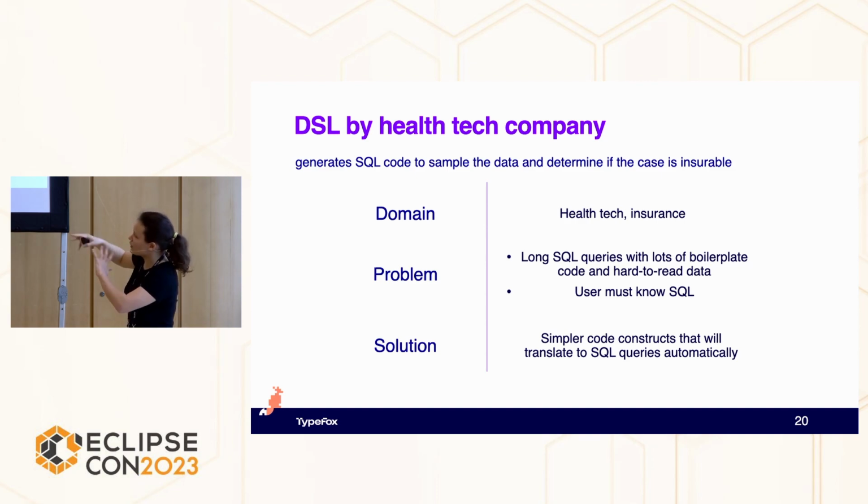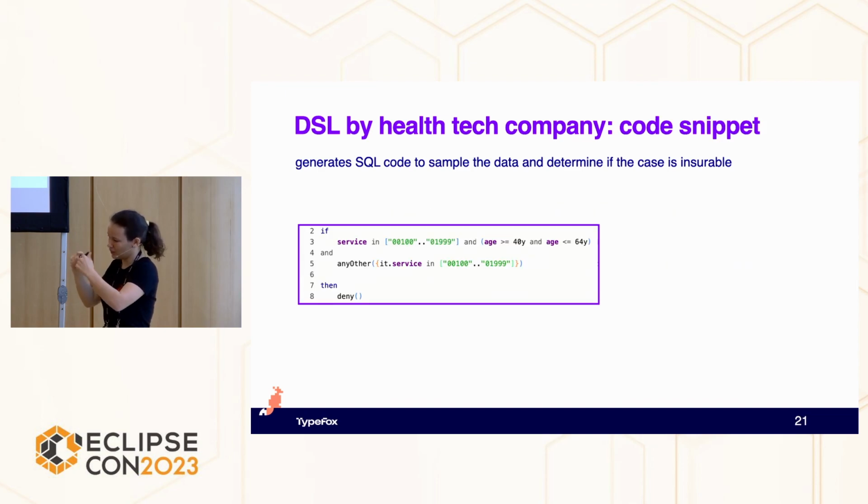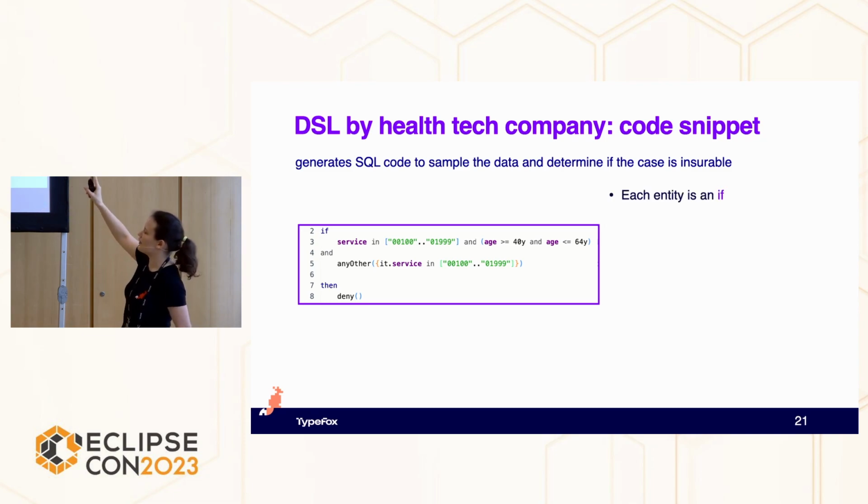So that's how this language looks. That's the simplest thing, a minimal entity. Each entity is an if. It has no else branch, but only a then branch.